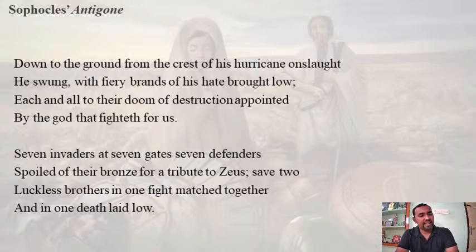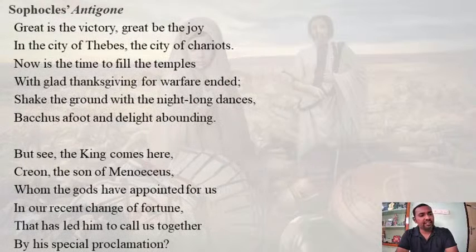Seven invaders at seven gates, seven defenders spoiled of their bronze for a tribute to Zeus, save two luckless brothers in one fight matched together and in one death laid low. Great is the victory, great be the joy, in the city of Thebes, the city of chariots. Now is the time to fill the temples with glad thanksgiving for warfare ended. Shake the ground with the night-long dances, Bacchus afoot and delight abounding. But see, the king comes here. Creon, the son of Menecius, whom the gods have appointed for us in our recent change of fortune. What matter is it, I wonder, that has led him to call us together by his special proclamation?